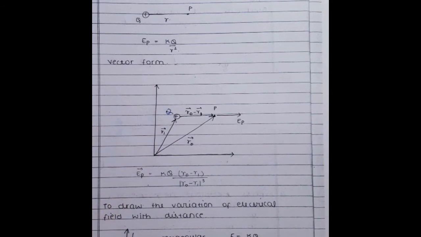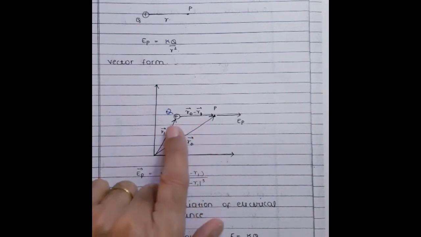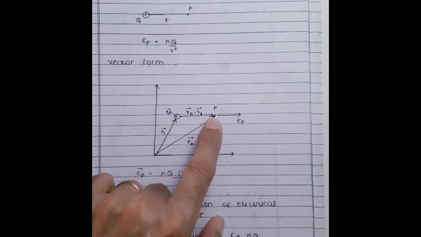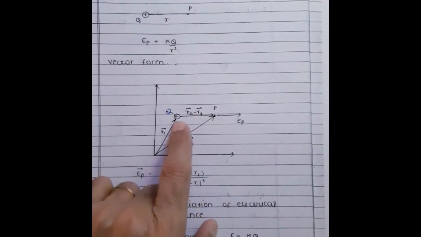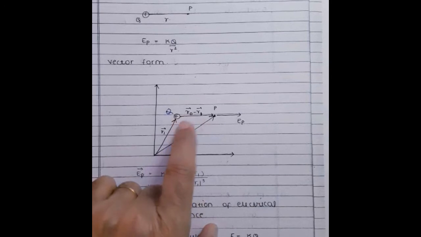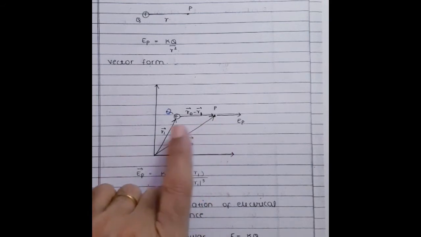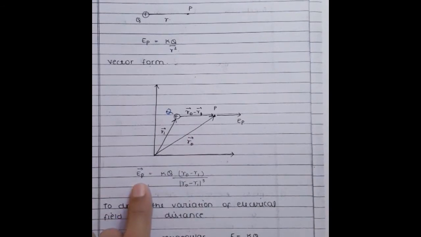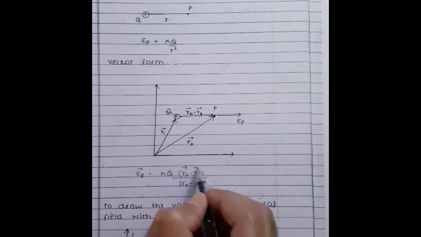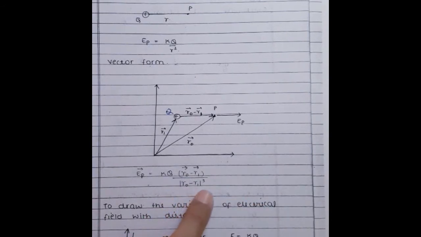Now we have to learn a rule. A vector will always be final position vector minus initial position vector. So this vector that I've drawn, by the rule, a vector is always equal to what? Final position vector minus initial position vector. So we write the formula for the electrical field in the vector form like this: kq into (r0 minus r1) vector divided by |r0 minus r1| whole cube.